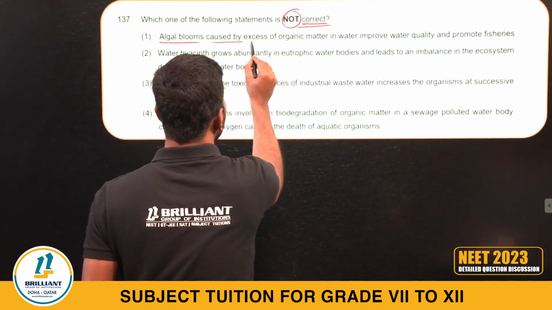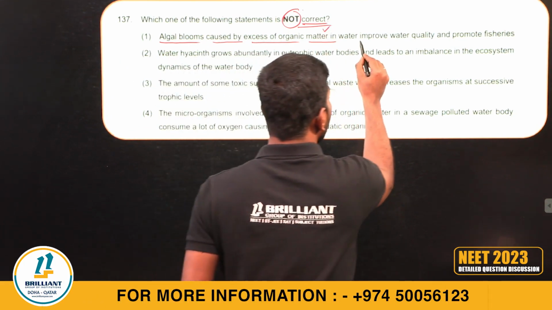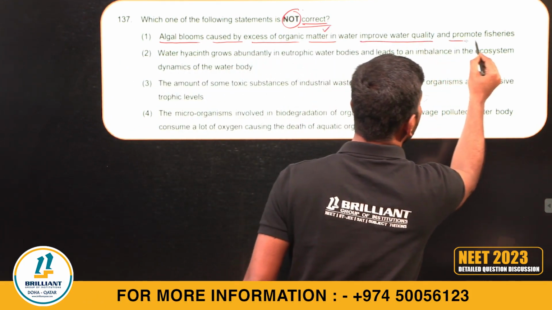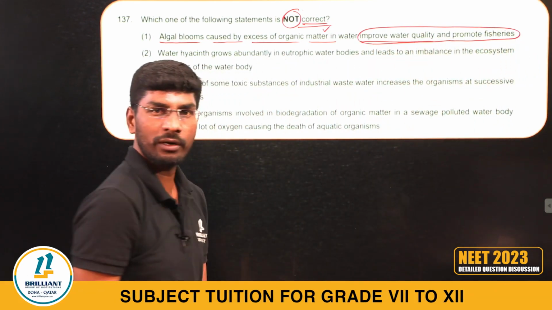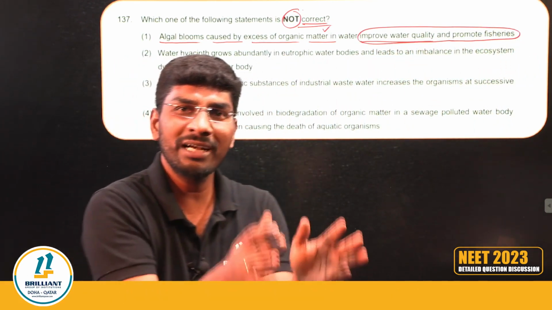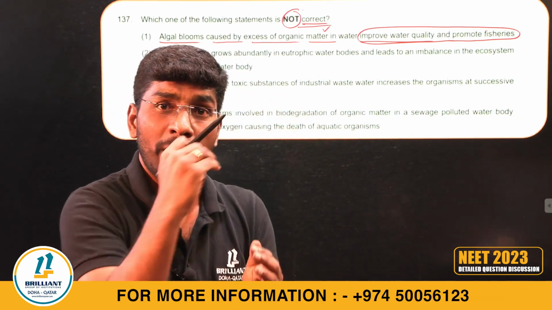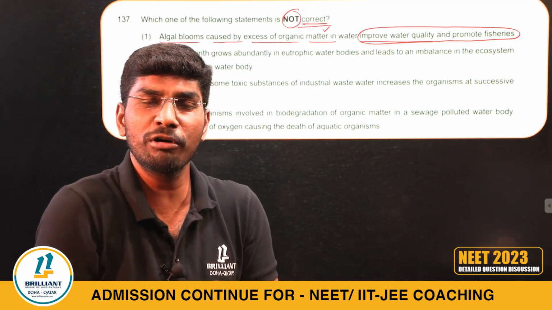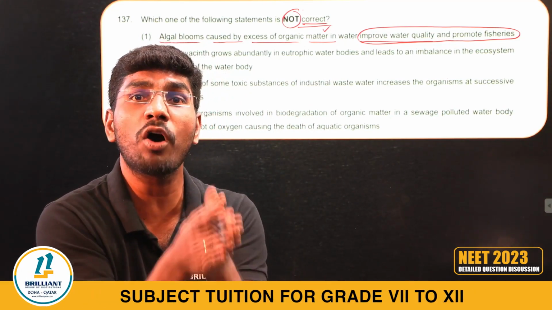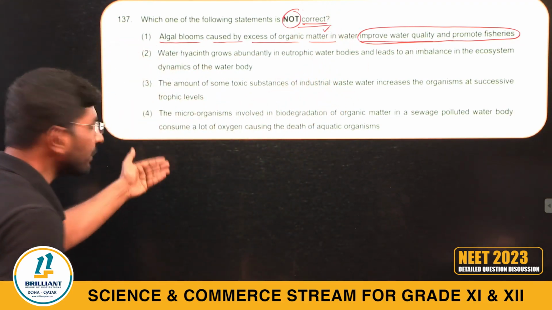Algal bloom is caused by the excess of organic matter in water. Absolutely correct. Improve water quality and promote fishery. Improve water quality, what is the second half of this one? Because of nutrient richness in the water, algal bloom forms. That is correct only. Algal bloom is the cause of death of fishes. They consume a larger amount of oxygen from the water and cause death of fishes. Statement 1 is wrong. Are the rest of the statements correct or not?